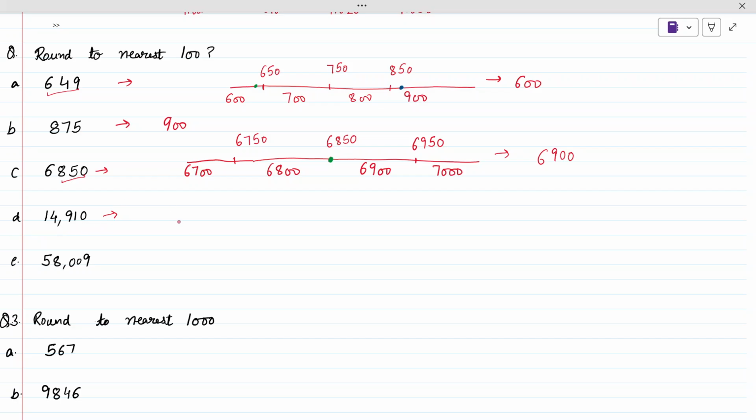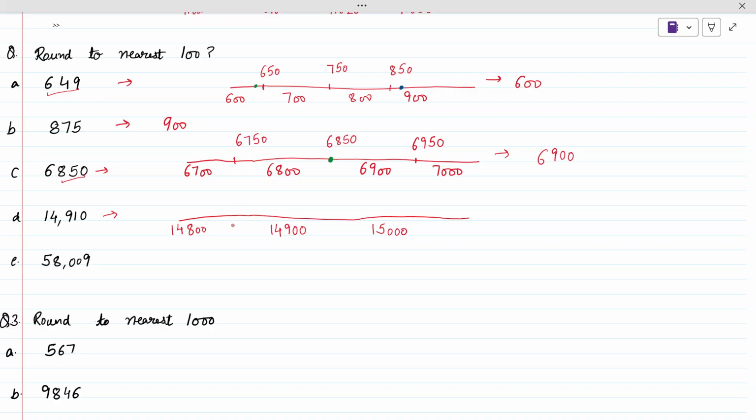14,910. Now let us plot this also. Sorry students for the line. I know it is not straight, but please bear with me. So let us plot here 14,910. So let us start with 14,800, 14,900, and after that what will come? 15,000. We will add 100 to 14,900. We will get 15,000, and so on.